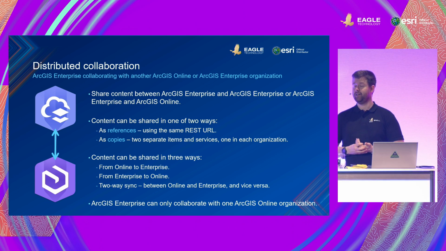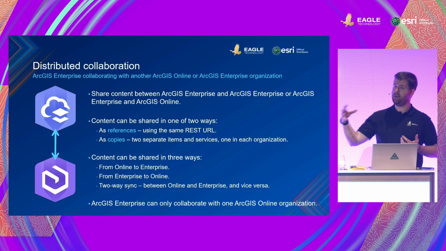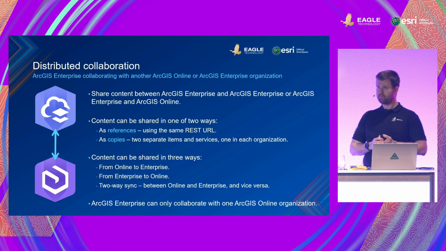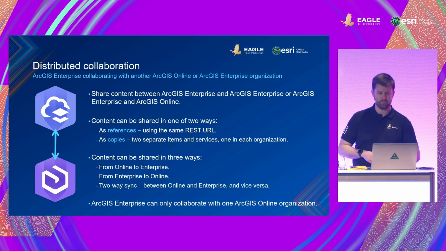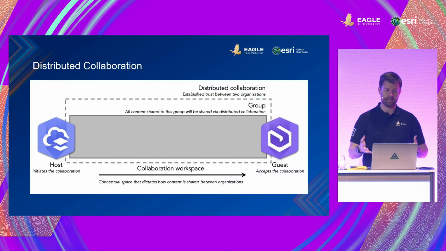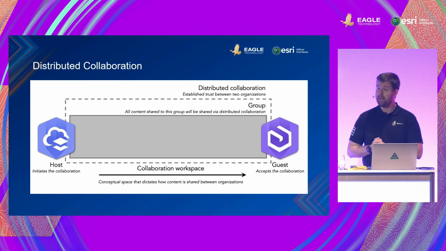Bit of a constraint here though, compared to partner collaboration. ArcGIS Enterprise can only collaborate with online with only one other organisation. So that definitely introduces a little bit of complexity into the mix. But here's a slide that summarises that once again visually.